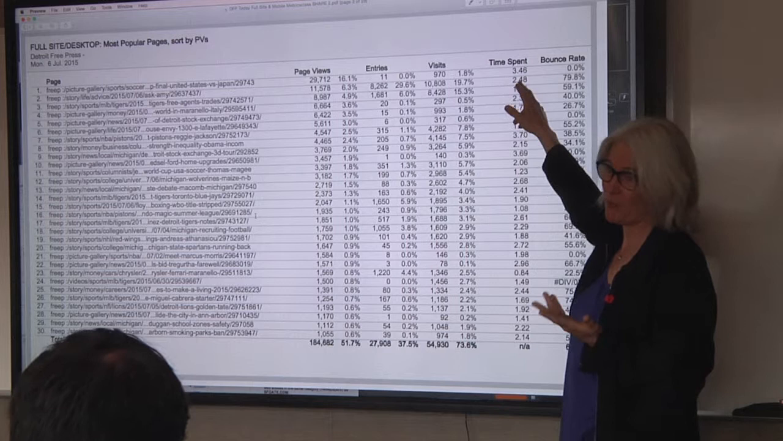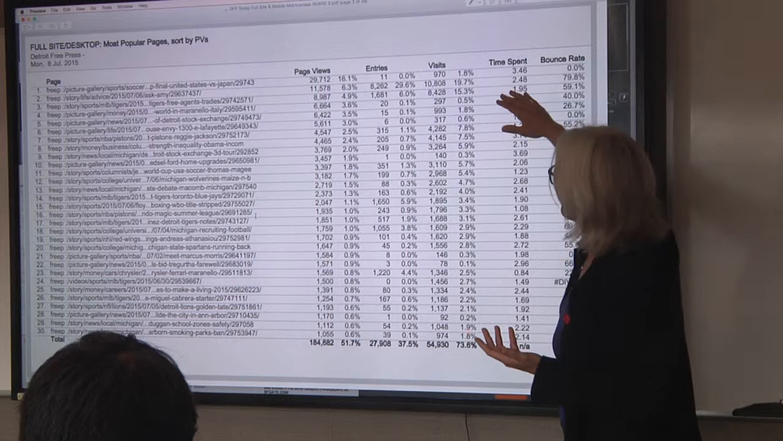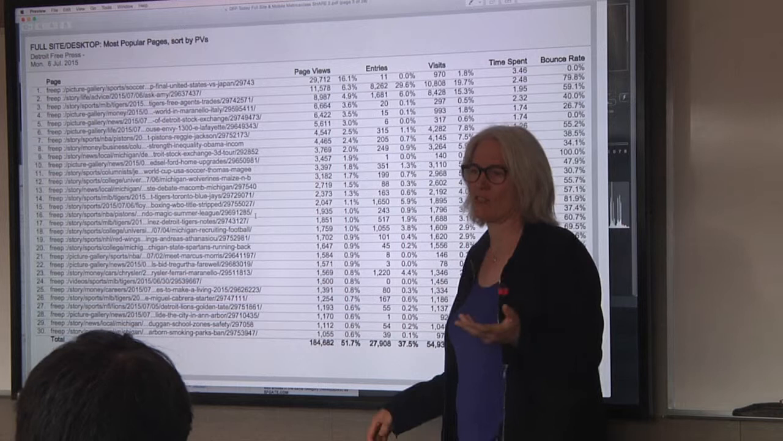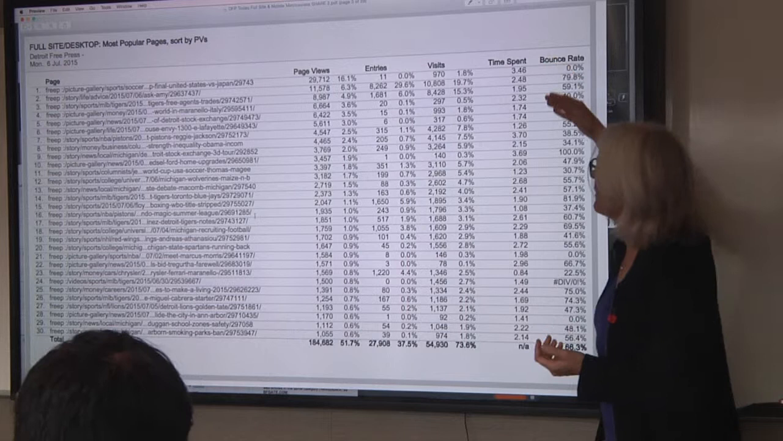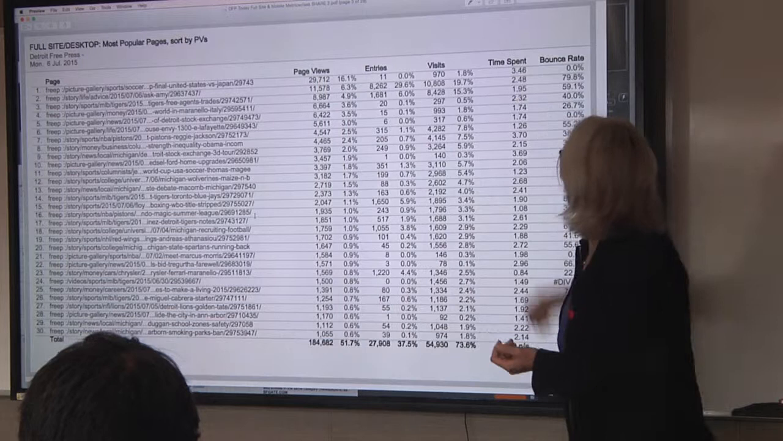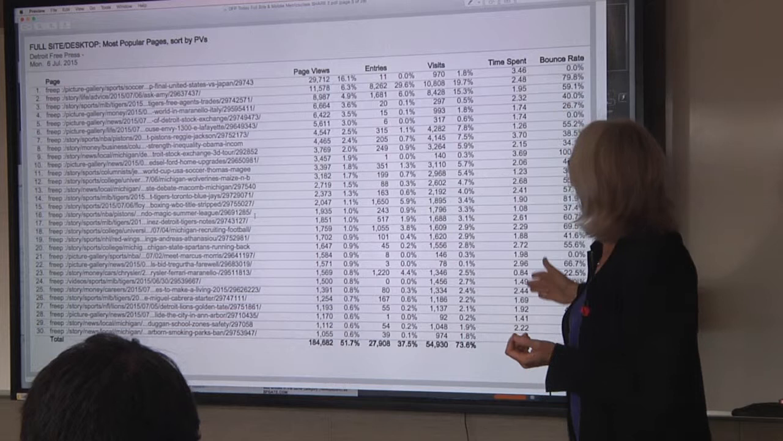So you can look at that with galleries, too, because some people might say, oh, galleries, that's just eye candy. That's just fluff. People are just clicking through. Well, look, my average time spent on the gallery was almost 4 minutes. So people were engaged in that. It was about soccer. So you want to take these two numbers into account, time and bounce.